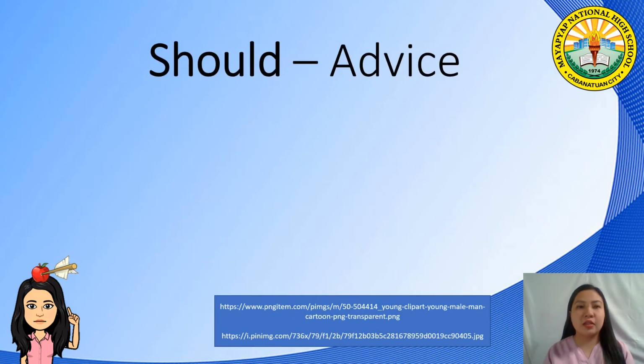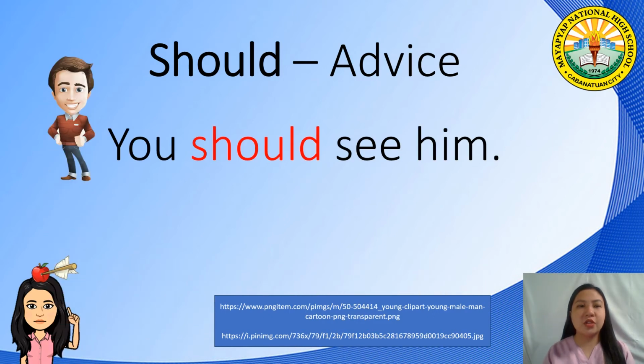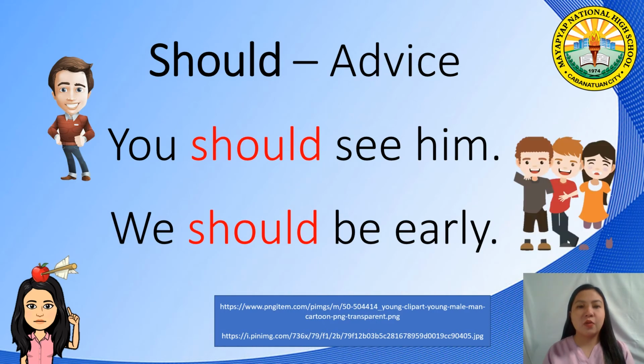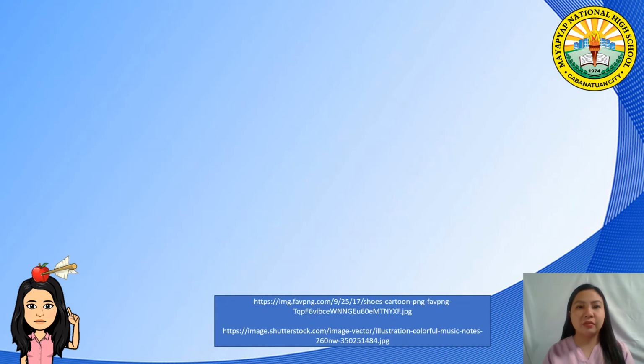Another type is should. It indicates advice. In giving an advice, it is not meant to follow or not. It depends on the person if he or she wants to follow it or not. For example, when you are given an advice from your friend to see your brother, he or she says, you should see him. Another one, when you give an advice to your friends, you say, we should be early.